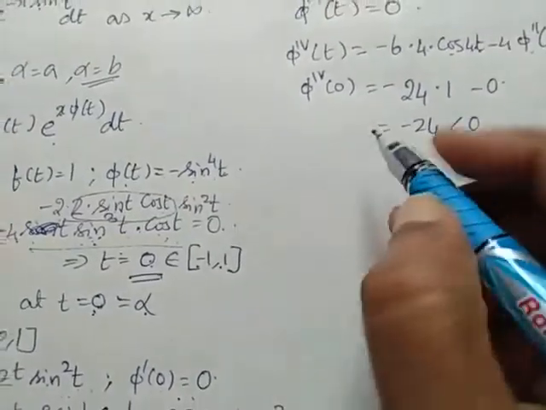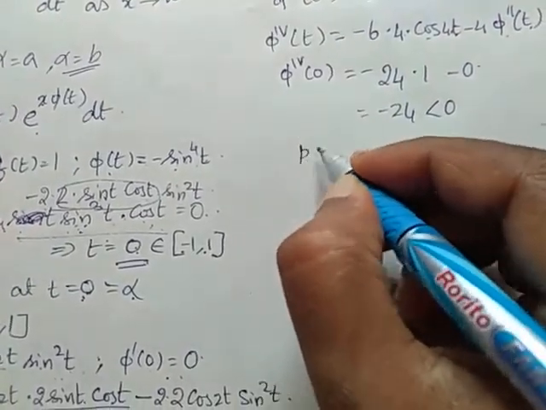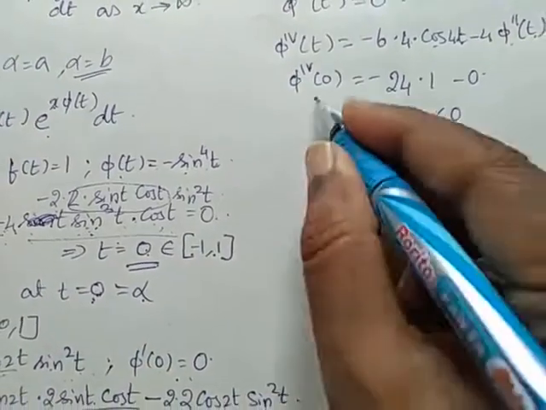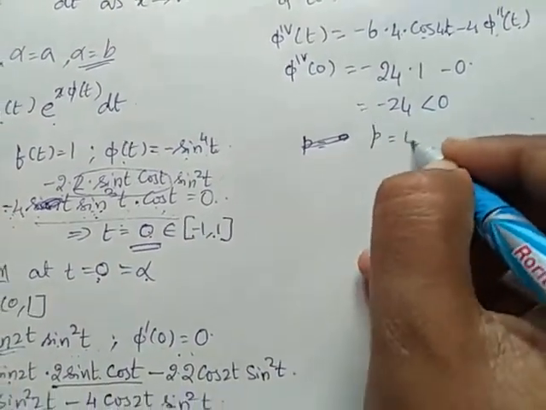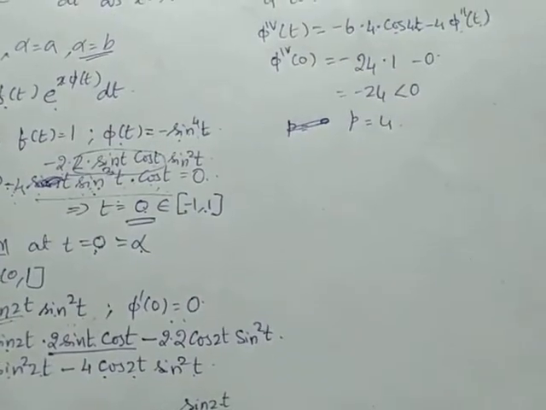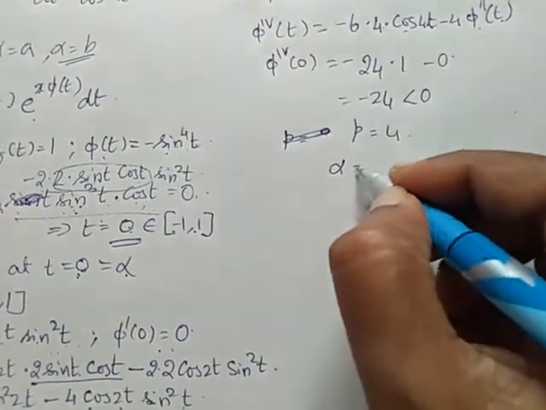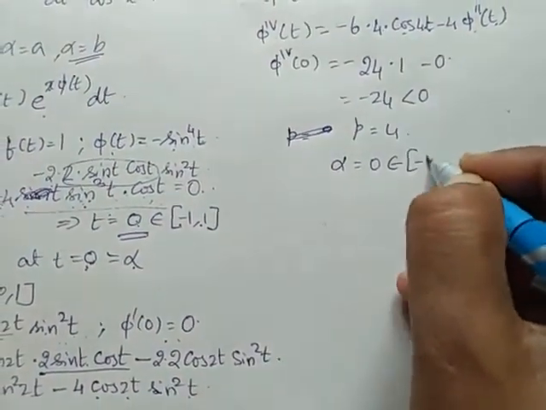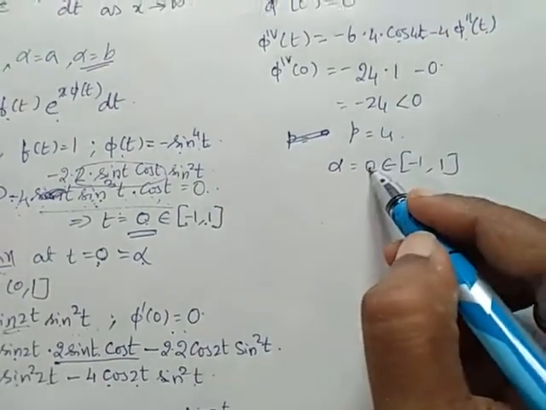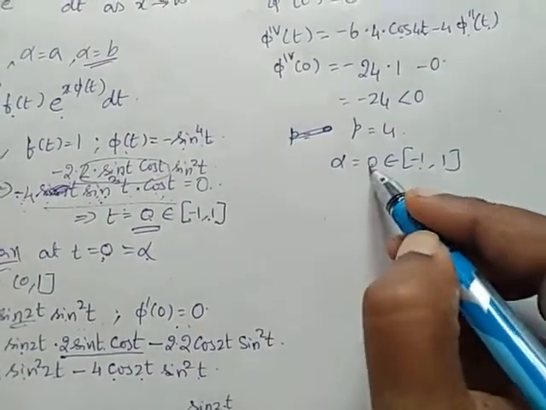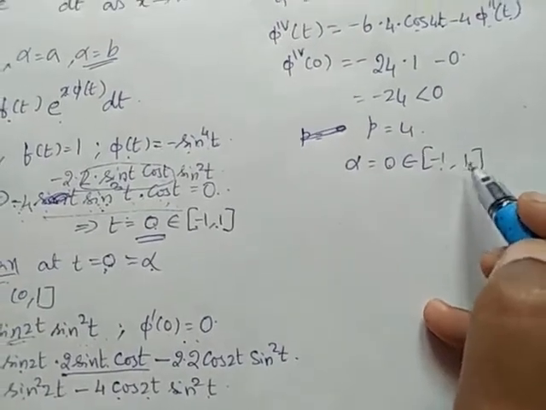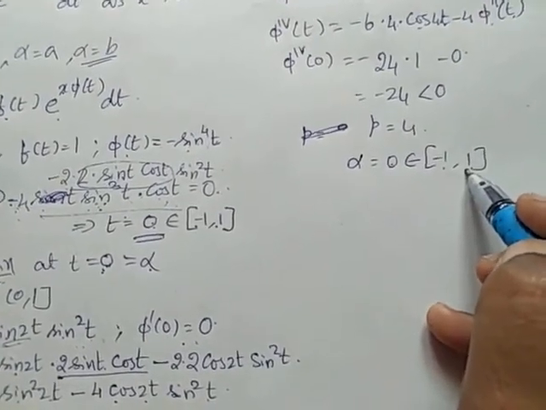Now what is our p value? Fourth derivative. So p value is 4. And our value alpha is 0 which belongs to minus 1 and 1. It is not equal to a, 0 is not equal to b. Therefore this comes under first case.